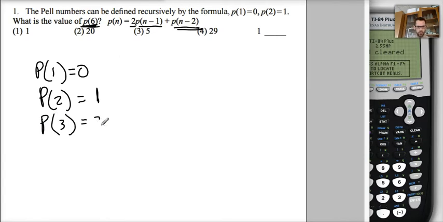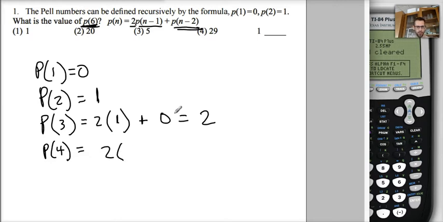So it's going to be equal to 2 times the last term, which is 1. So 2 times the previous term, plus the term before that. So plus, in this case, the term before 1 was 0. So this will be equal to 2 times 1, which is 2, plus 0, still 2. Now P of 4. So that'll be, again, 2 times the last term, which is 2 now, plus the term before that, which is 1. 2 times 2 is 4, plus 1 is 5.